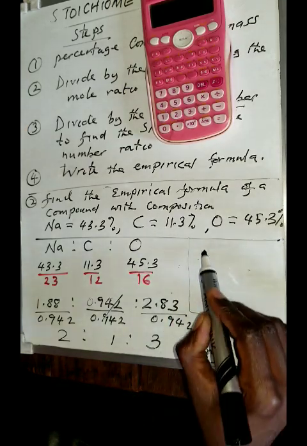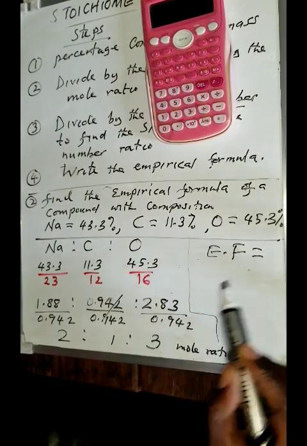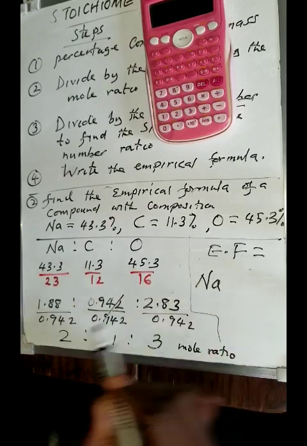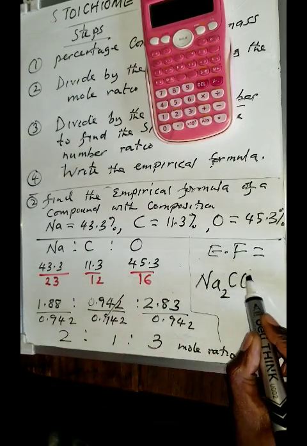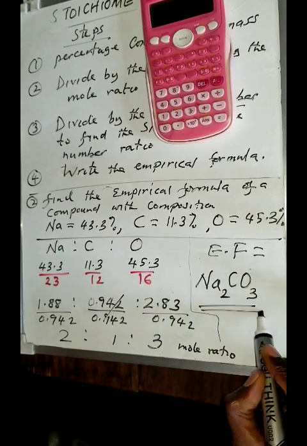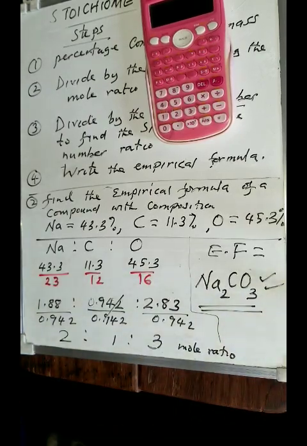So therefore, the EF, the empirical formula, is going to be Na. Remember these ratios, you write them as subscripts. So it will be Na2CO3. That is sodium carbonate. That's the formula that you have.